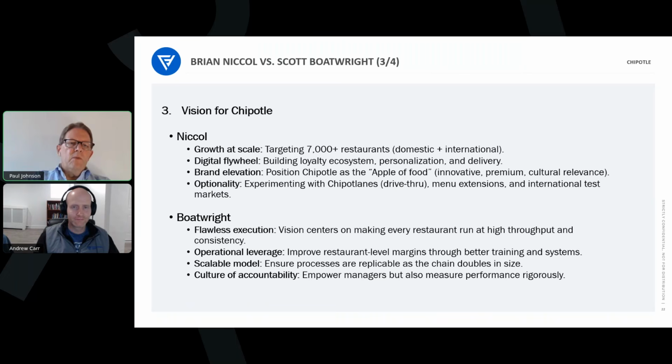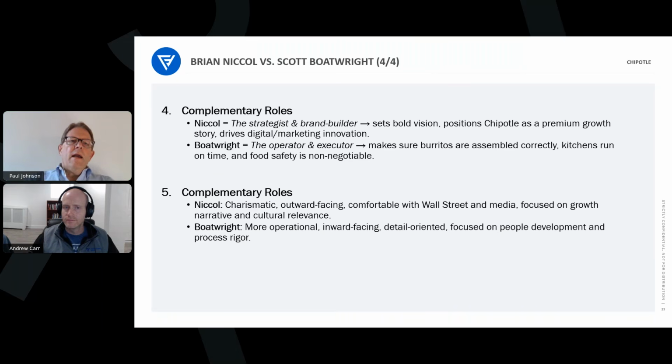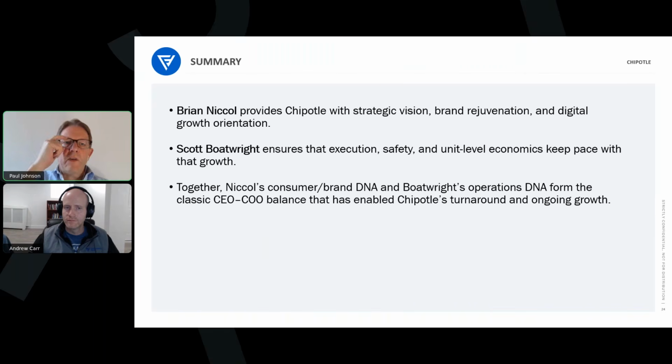Now, Boatwright is really an execution guy. All right. Now, if the big boss wants to move forward, I'm going to have to wrestle with this: is losing Niccol that big a deal or not? By the way, he went to Starbucks. All right. Complementary roles. This is, again, ChatGPT being out of date. It thinks they're working together. And I think that this is a very good insight, but dated, and we've lost Niccol. Okay, great. All right, summary. Niccol provides Chipotle with strategic vision. Boatwright ensures execution.